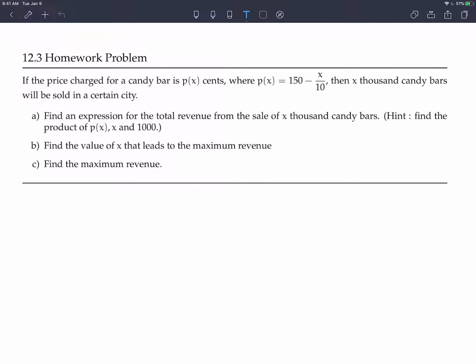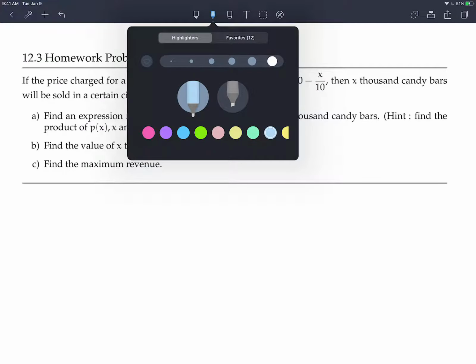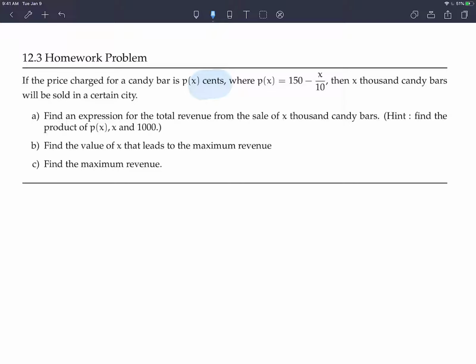Alright, so I'm going to solve a problem here from homework 12.3. It's a simple problem to find a maximum revenue. The first part gives us a price chart for candy bars, p of x cents. It's important that this is given in cents. The second part is where p of x is 150 minus x over 10, and x thousand candy bars will be sold in a certain city.